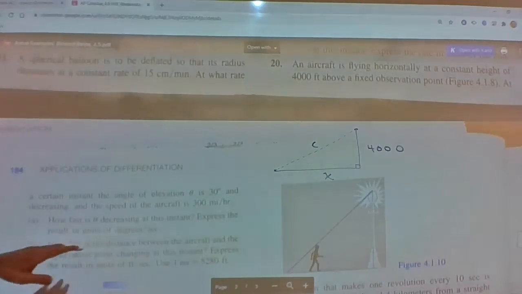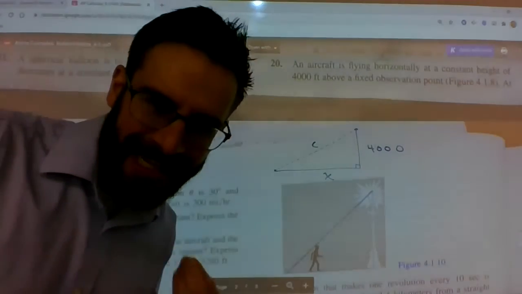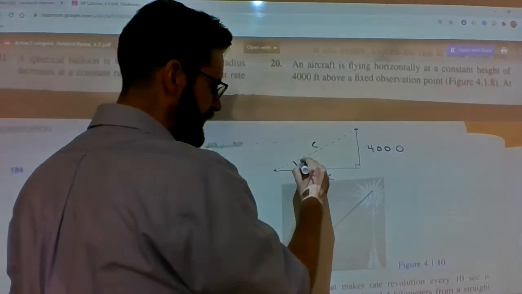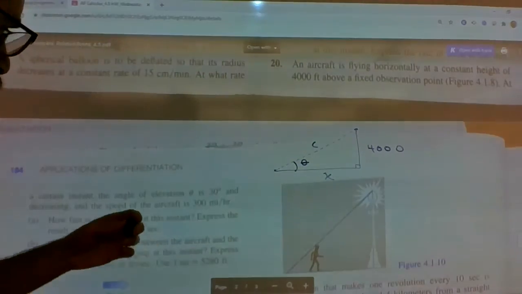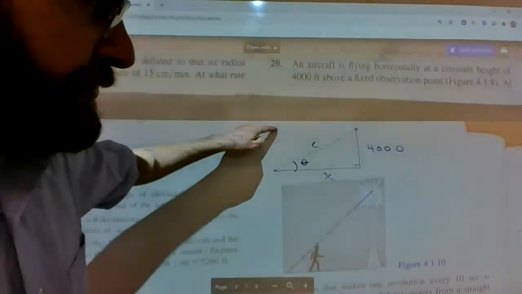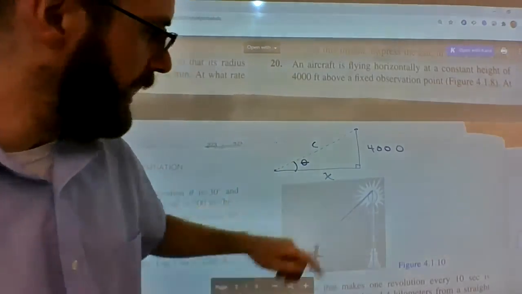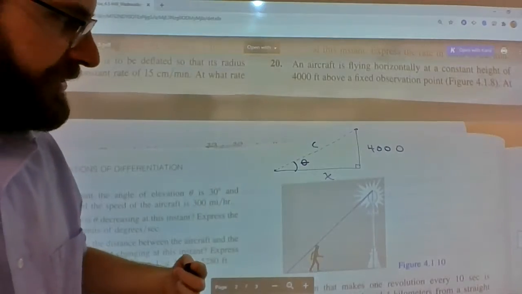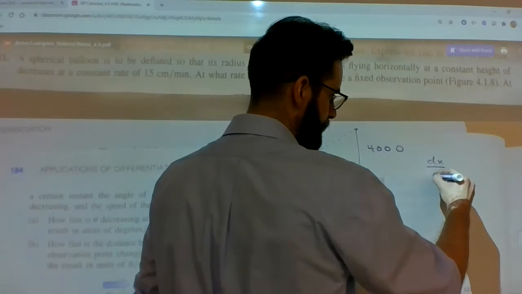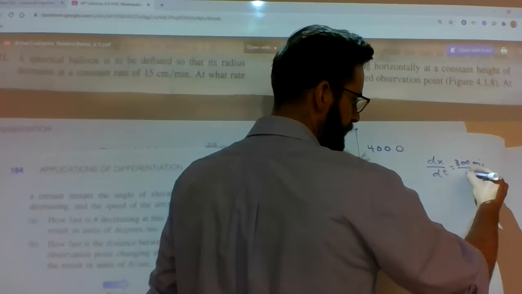All right, now, they're talking theta here. So how fast is theta decreasing? That's going to be a d theta dt question. So we know this is theta. We want to use the 300 miles per hour. The speed of the airplane is 300 miles per hour, which means dx dt is 300 miles per hour. So just mapping a few things out: dx dt equals 300 miles for every 1 hour.